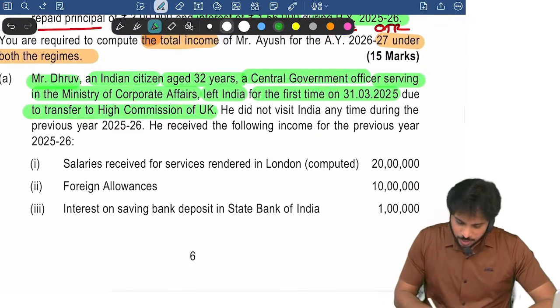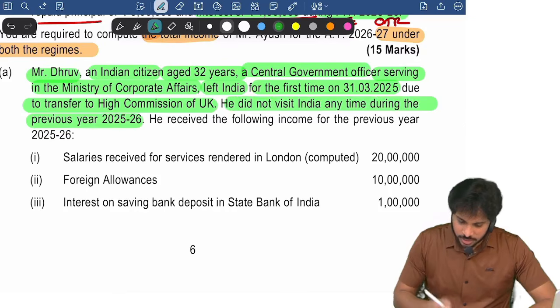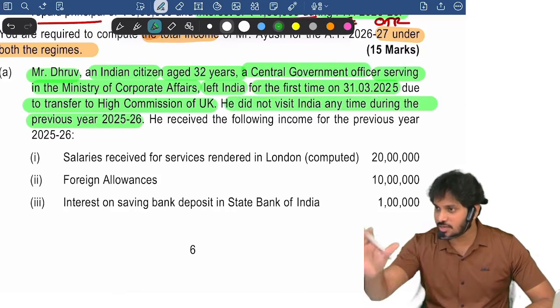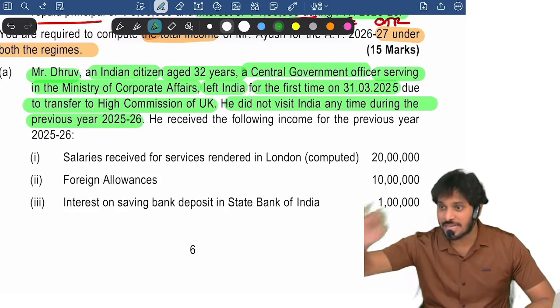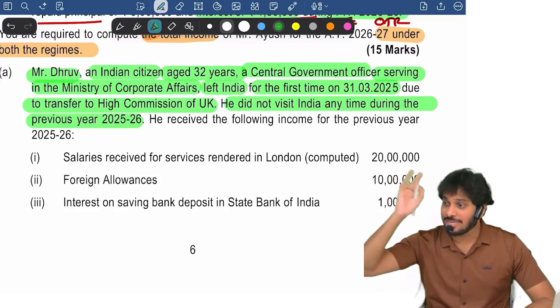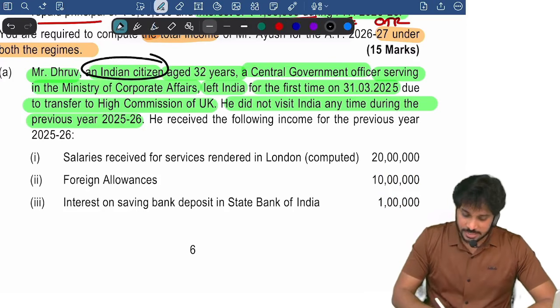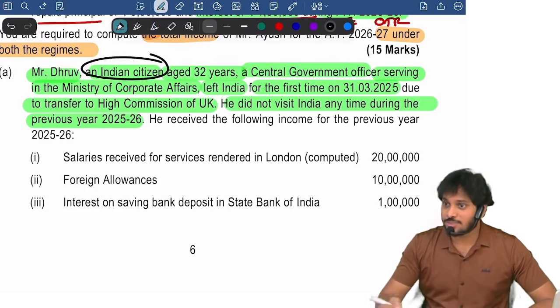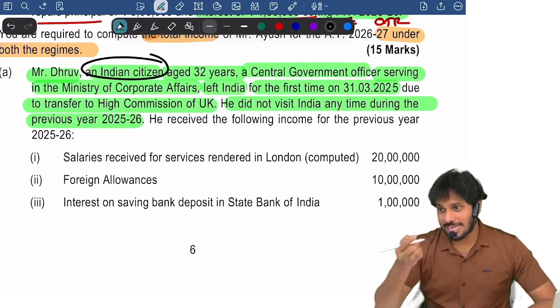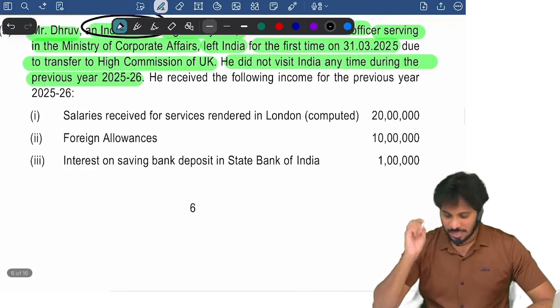Due to transfer to High Commission, he did not visit India during this year. Therefore, he is directly a non-resident. Current year, there is no stay at all. Therefore, he is directly a non-resident. But remember, he is an Indian citizen. Outside India, if at all Indian source income is more than 15 lakh, then he might be a deemed resident. So that we need to look at. Yes or no? Fine. Look at.